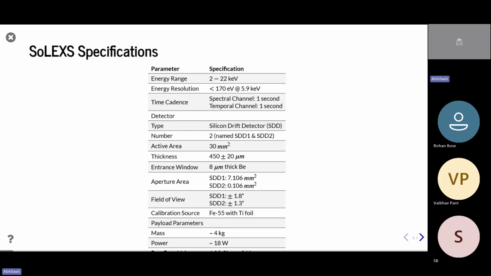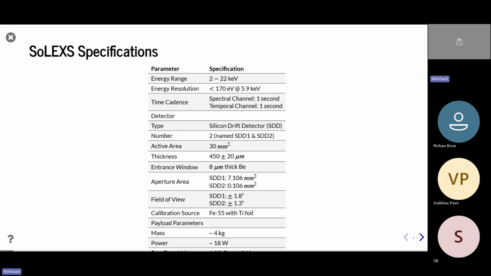Time cadence: there are two channels here in the SOLEX. One is called the fast channel or temporal channel, and one is called the spectral channel. Manju ma'am talked about how you get the electron and hole pair, you get the charge. After the charge sensitive preamplifier, you get the voltage. What do you do with this voltage? It is still in the analog domain. So how do you process that? From voltage signal to energy, how do you convert it? And how fast do you convert it?